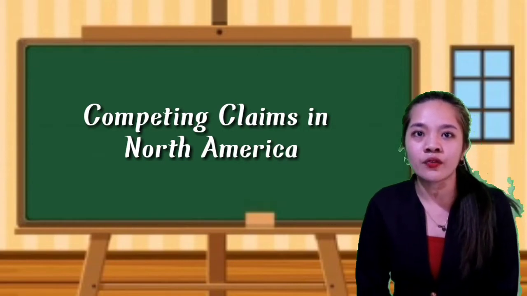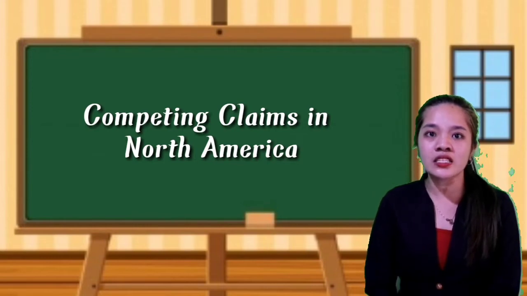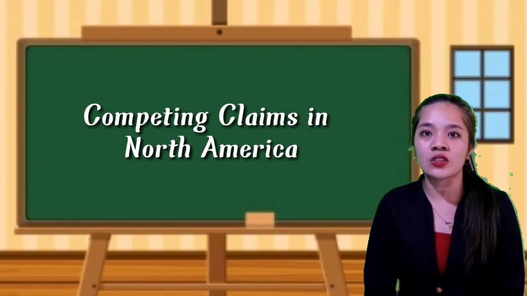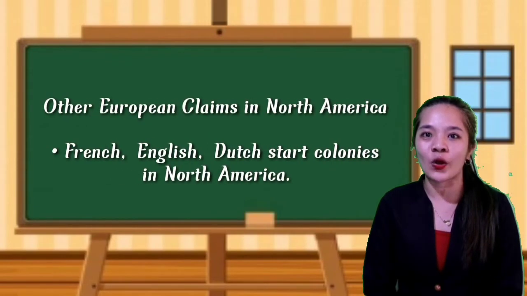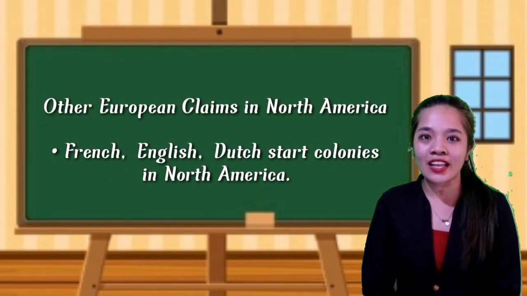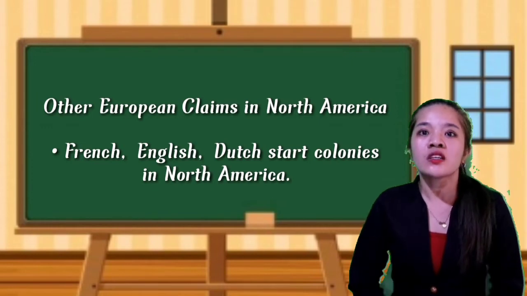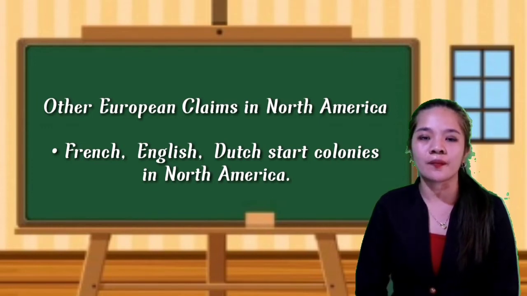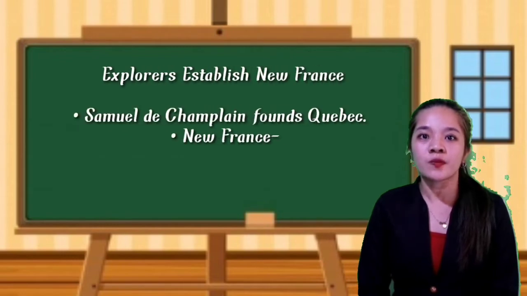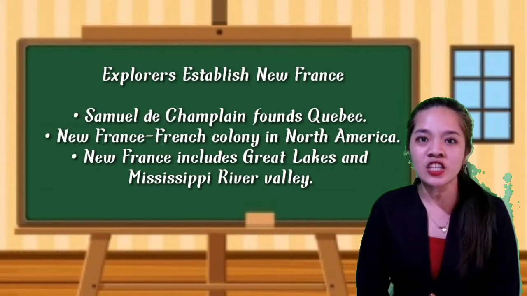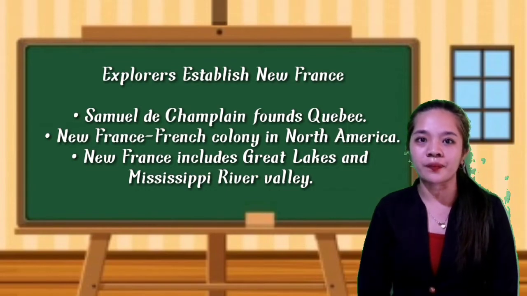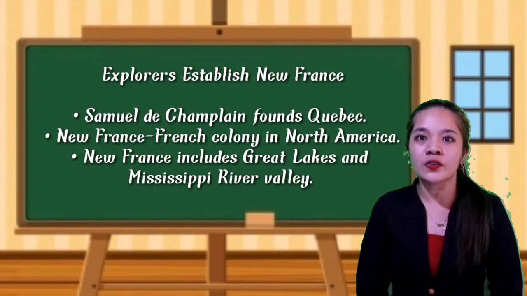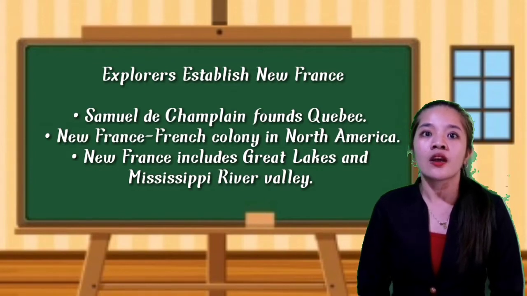Not finding a route, the French, English, and Dutch instead established colonies in North America. Other European countries' claims in North America. French, English, Dutch start colonies in North America. Explorers establish New France. Samuel de Champlain founds Quebec. New France, a French colony in North America, includes the Great Lakes and Mississippi River Valley.